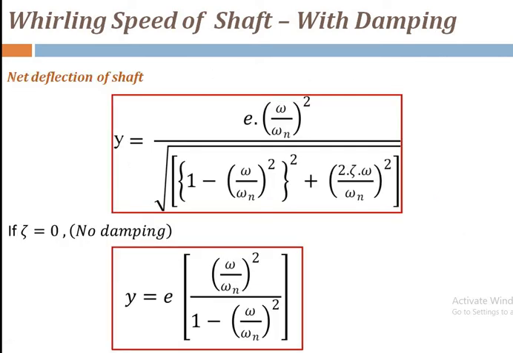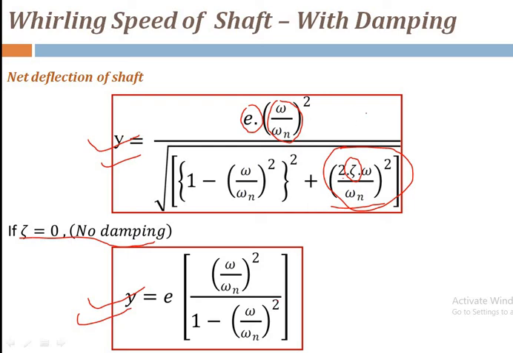We get finally net deflection of the shaft y as a function of eccentricity and frequency ratio omega by omega n. When there is no damping, it means zeta equal to 0. If we substitute this value in this equation over here, then we get y equal to e into bracket omega by omega n square divided by 1 minus omega by omega n whole square, which is the deflection of the shaft in the case of no damping force.